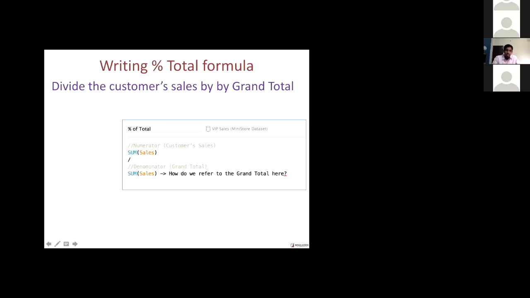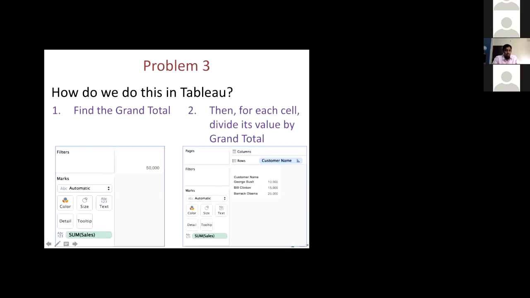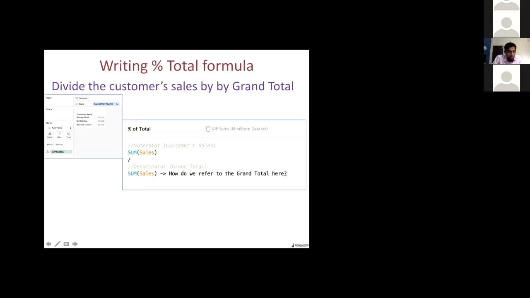So the numerator is customer sales and the denominator is grand total. And if you look at this one, both of them are sum of sales, right? So here, if I don't have a customer, I get this 50,000 value. If I have customer, I get 10,000. So if my report looks like this, I am going to get 10,000 by 10,000 for the first value. If my report looks like this, I'm going to get 50,000 by 50,000. It's always going to be 1 here. So this is the difficulty here.